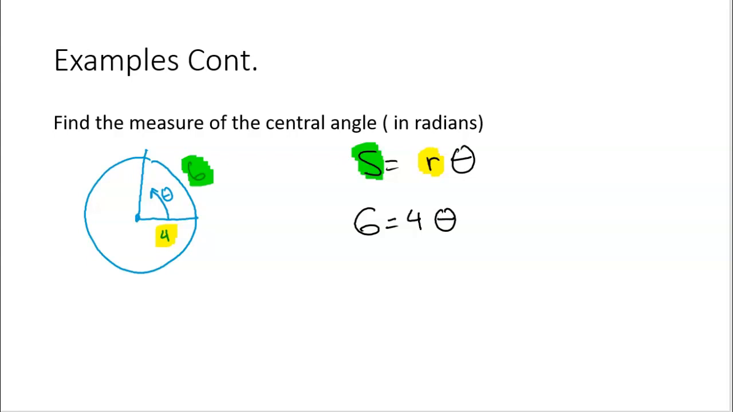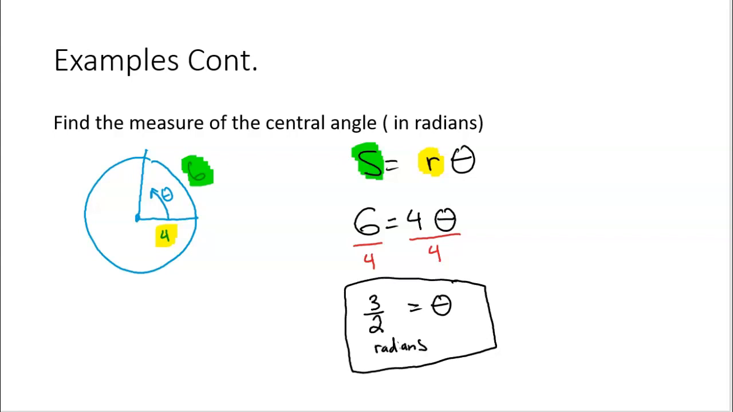Again, this one's pretty straightforward. I don't need a calculator for it. So I can just easily divide both sides by 4. And when you can, you want to try to simplify your fraction as much as possible. So 6 over 4 would just simplify down to 3 over 2. And again, this is in radians. You don't need to include that. We know that it is in radians. I can ask you for it in degrees, and then we can go ahead and change our values.